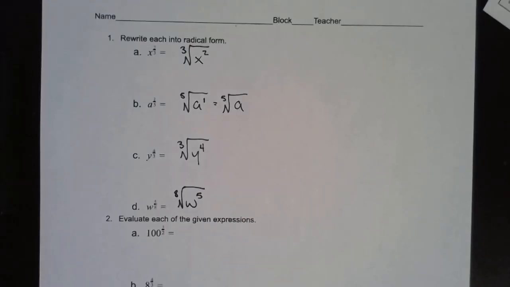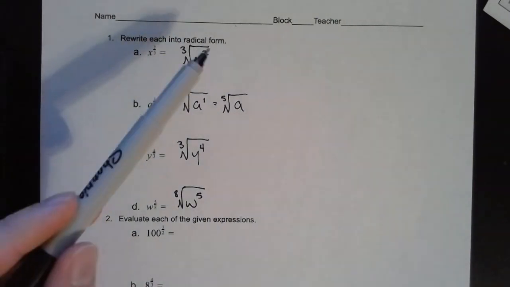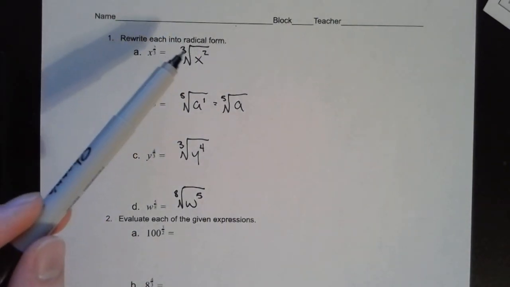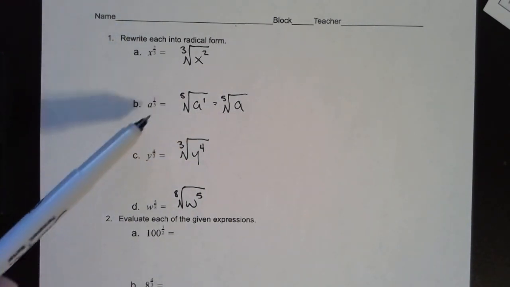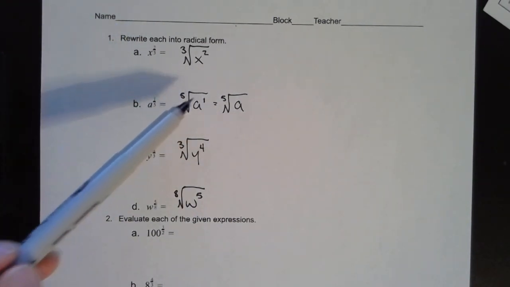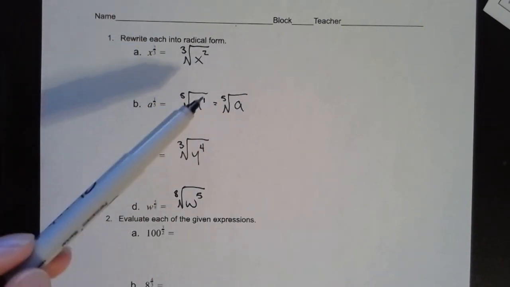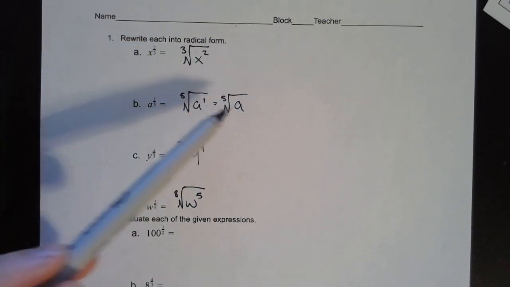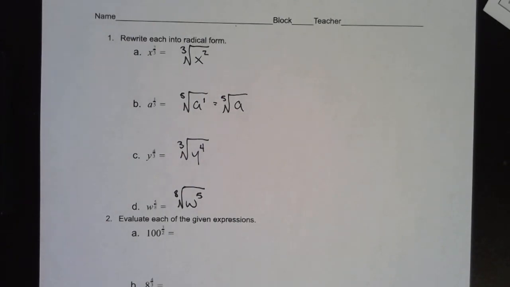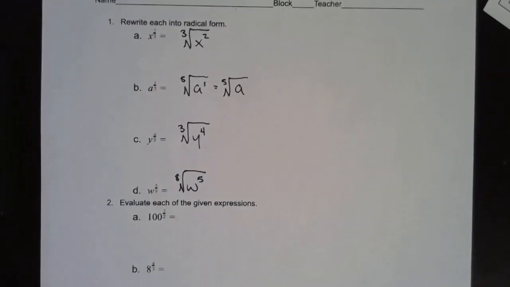Okay. Here are the answers you should have gotten for these. We have x squared underneath the third root there. This one, you can write as a to the first power underneath the fifth root, or a to the first power is just the same thing as a. You don't necessarily need to write that 1 there. So hopefully this is what we got for these answers. Let's go ahead and move back to the notes here.